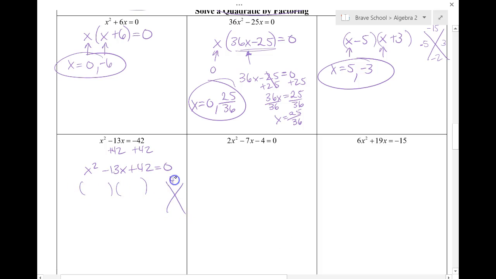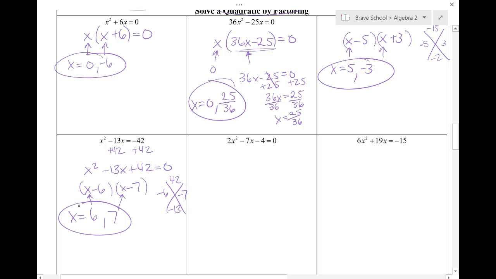What numbers multiplied equal 42, but when added equal negative 13? Well, negative 6 and negative 7 multiplied equal positive 42, but when you add the two, they equal negative 13. So we get x minus 6 and x minus 7. And then to find our roots, it would be 6 and 7. So I plug in 6 there, it equals 0, and if I plug in 7 there, it will equal 0. Alright. Okay, this next one.